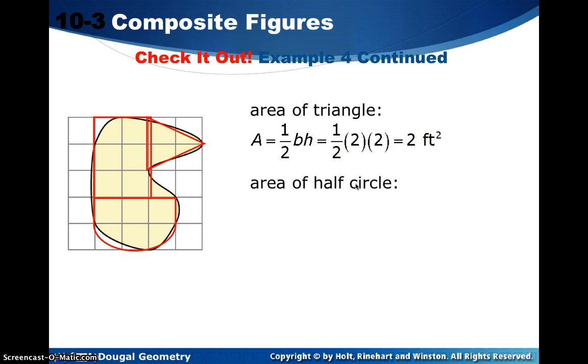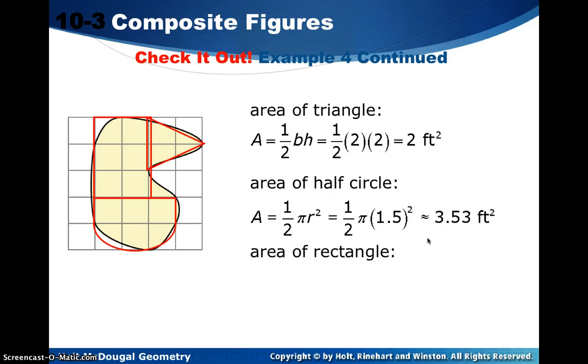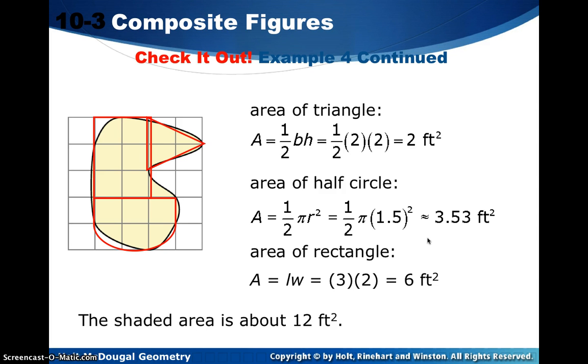And then for the half circle, it looks like the radius of the circle is going to be 1.5, because it's about 3 wide. So 1.5 for our radius. Plug that into the area of a circle. We only want half of the circle, so 3.53. And then the area of the rectangle is 2 times 3. And when we add them all together, the shaded area is about 12.